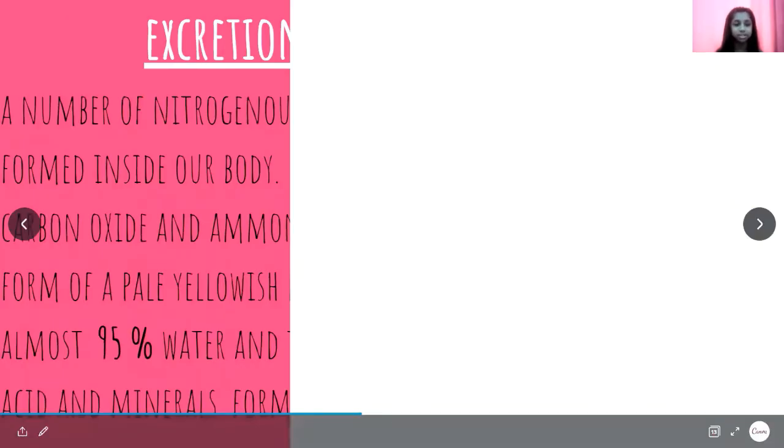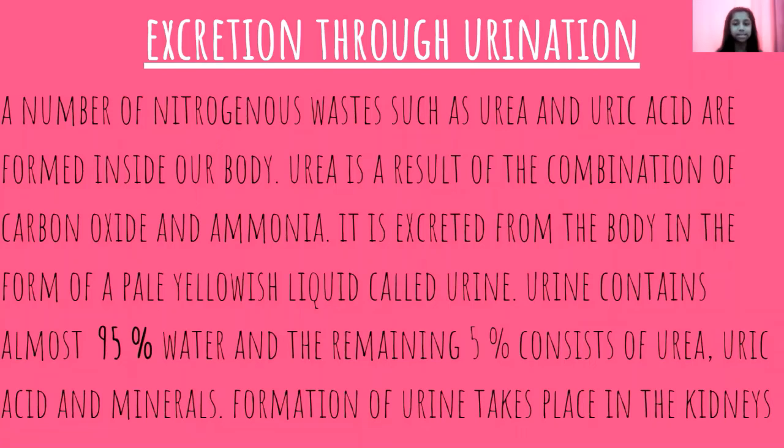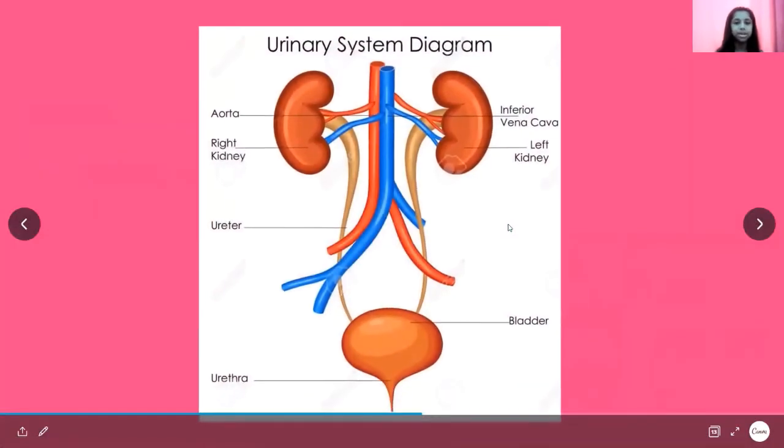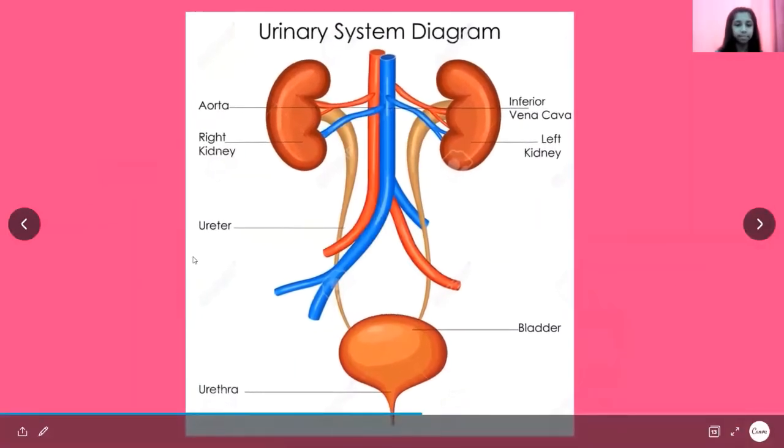Excretion through urination. A number of nitrogenous wastes such as urea and uric acid are formed inside our body. Urea is the result of the combination of carbon dioxide and ammonia. It is excreted from the body in the form of a pale yellowish liquid called urine. Urine contains almost 95% of water and the remaining 5% consists of urea, uric acid and minerals. Formation of urine takes place in the kidney. This is the urinary system diagram.